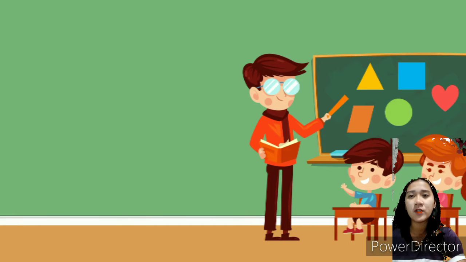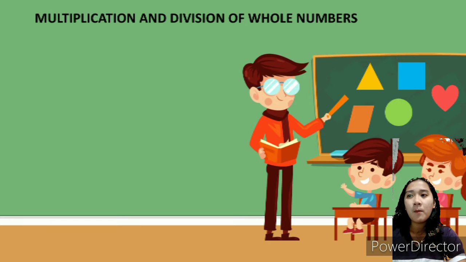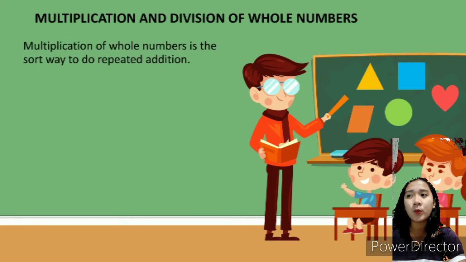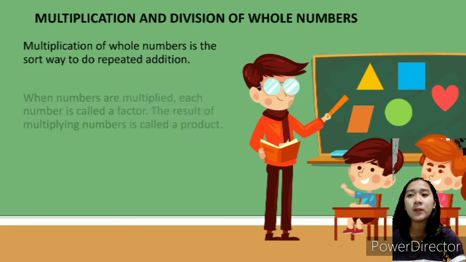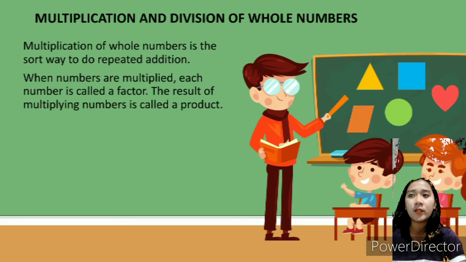Next, multiplication and division of whole numbers. Multiplication of whole numbers is the short way to do repeated addition. When numbers are multiplied, each number is called a factor. The result of multiplying numbers is called a product. 5 is what we call a factor, times 2, the 2 is also called a factor, and the answer is called the product. 5 times 2 is equal to 10. Another example is 10 times 2 is equal to 20.